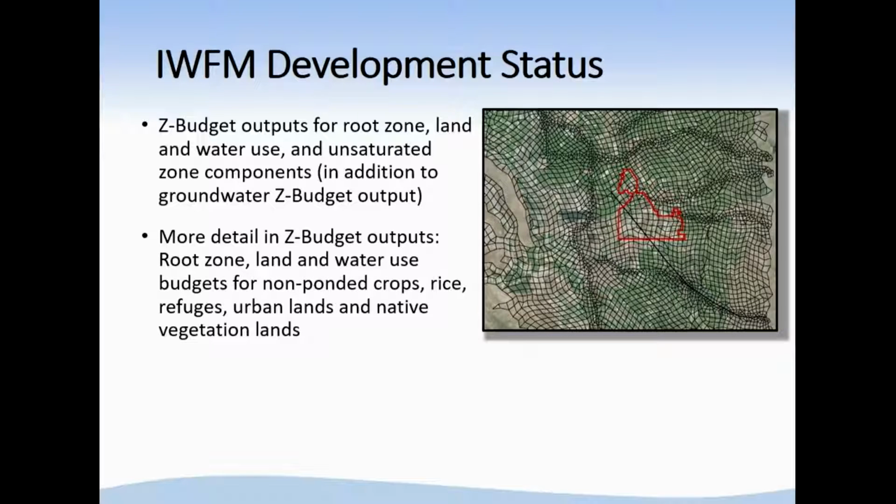So for zone budgets, compared to budgets, we have much more detail now. For instance, when you look at the budget file for, let's say, root zone, all the agricultural areas are lumped into one single group called agricultural, and you look at the flow balance for the whole agricultural area. Now in the zone budget, we separate that. You can look at the water budget for non-ponded crops separately, then rice, refuges, urban lands, and native vegetation lands. So we have much more detail in these zone budget areas.